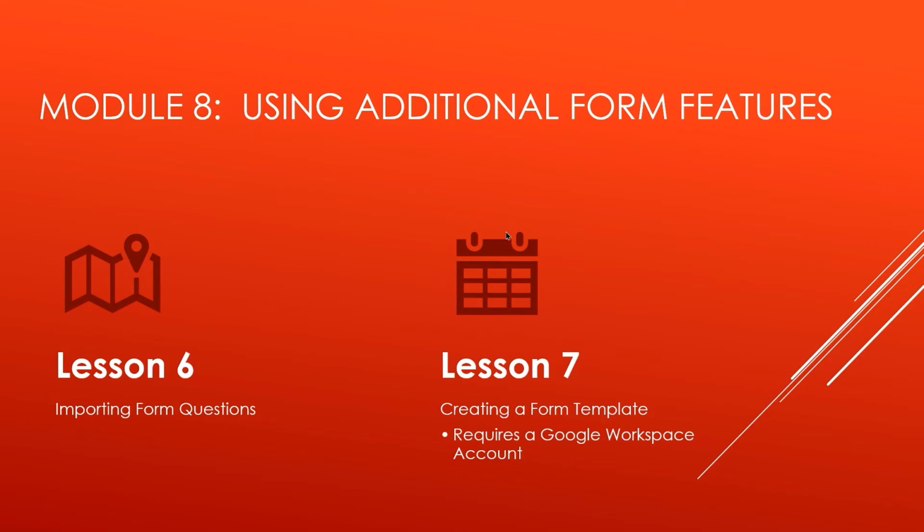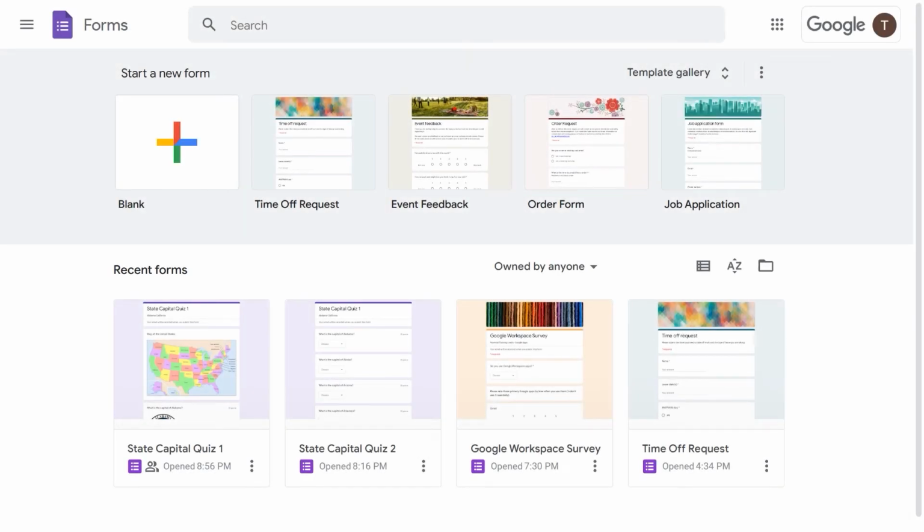If you don't have a Google Workspace account, you'll be able to see the process in case you get one in the future. I'm back on the Google Forms homepage, and from here we're going to create a new form, and then you'll learn how to allow respondents to attach files with their form response. So let's just click on blank to start a new form.